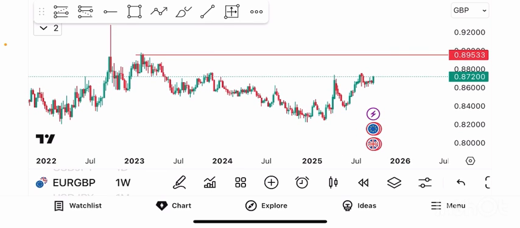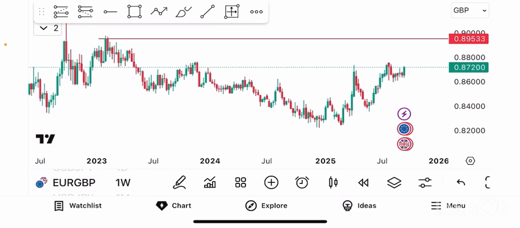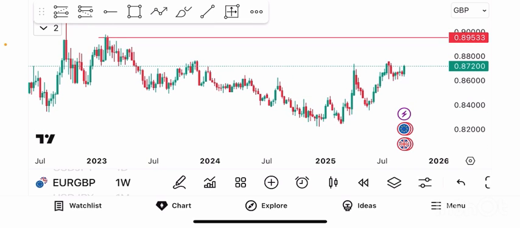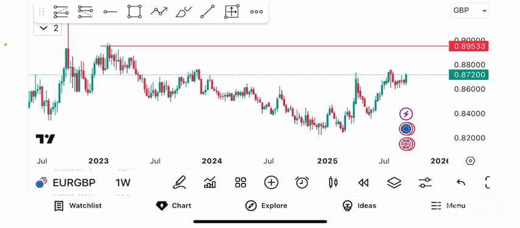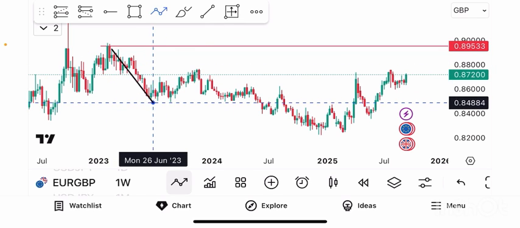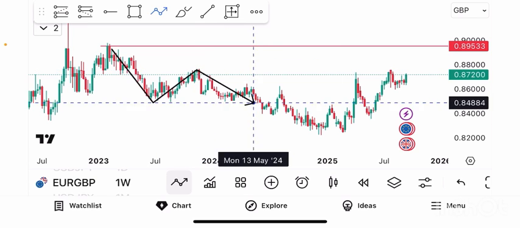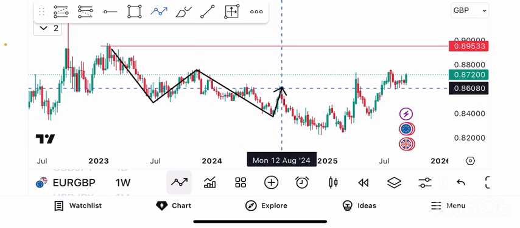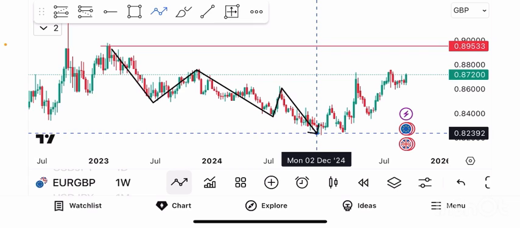So when we look at the market from the weekly time frame, we see that first of all, price traded and closed at the area of 0.87200. Technically, we can see that price has transitioned from making lower lows and lower highs, as we can see here. Price was making a series of lower lows and lower highs.